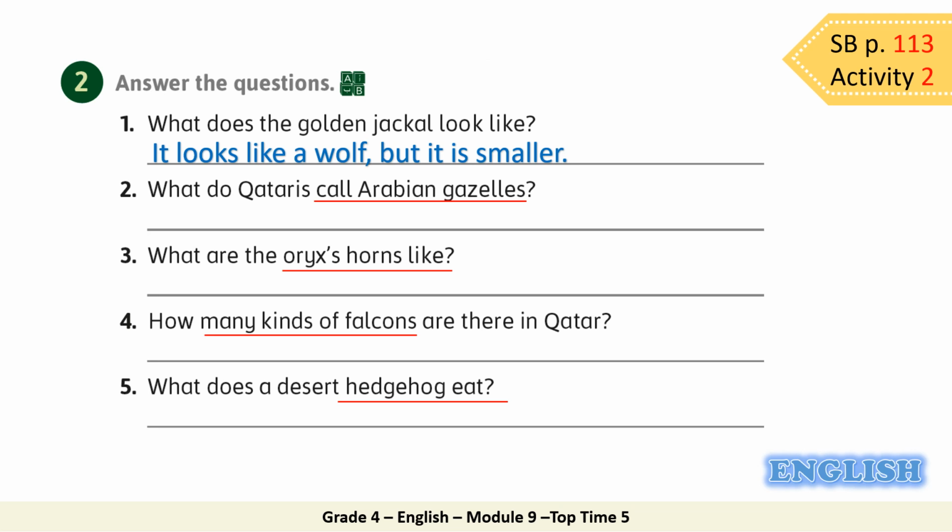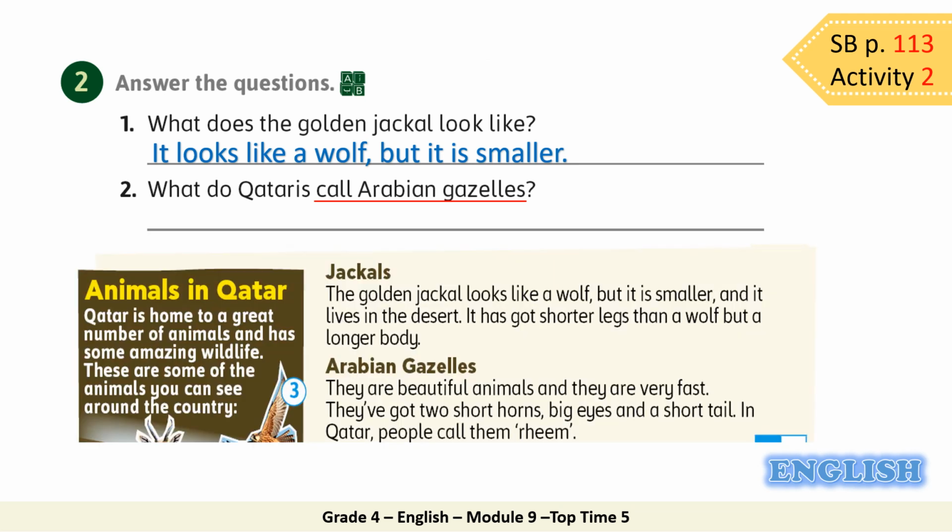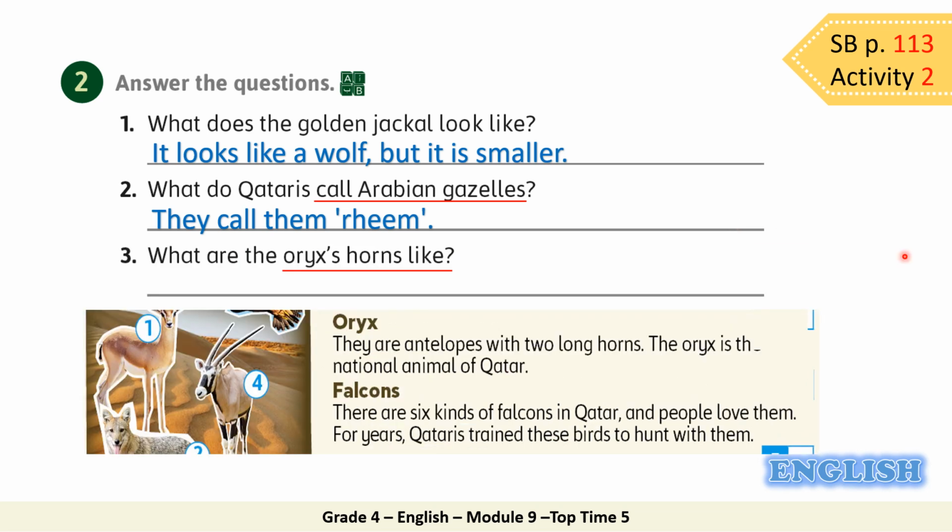Question 2. What do Qataris call Arabian gazelles? So, I have to check off the paragraph that talks about Arabian gazelles. They say that in Qatar, people call them reem. So I can answer and say, they call them reem. Well done. Let's check the answer to question number 3.